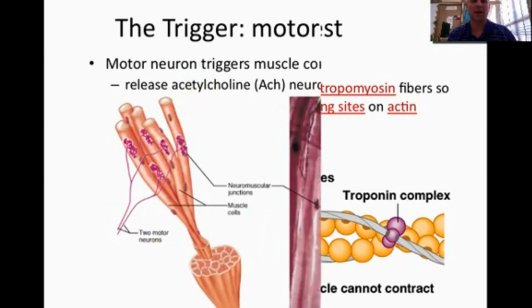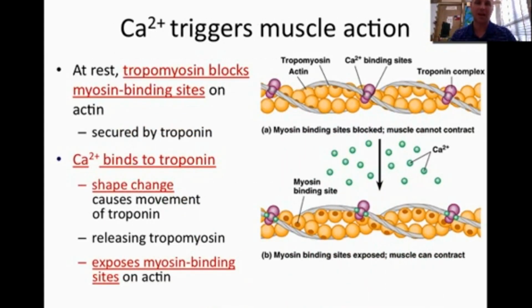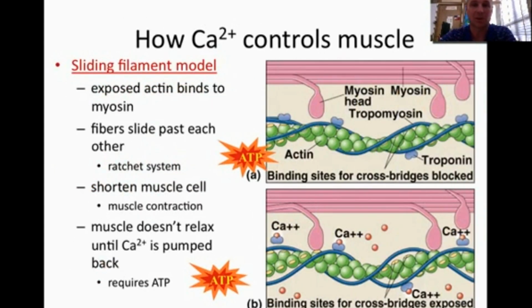But then what happens is motor neurons are going to trigger acetylcholine, which is a neurotransmitter, which we talked about in the last video. It's going to trigger acetylcholine to be released, which in turn causes calcium to be released. And that calcium then binds to the troponin, which opens the binding site so the myosin and the actin can actually bind together and the whole process can start.